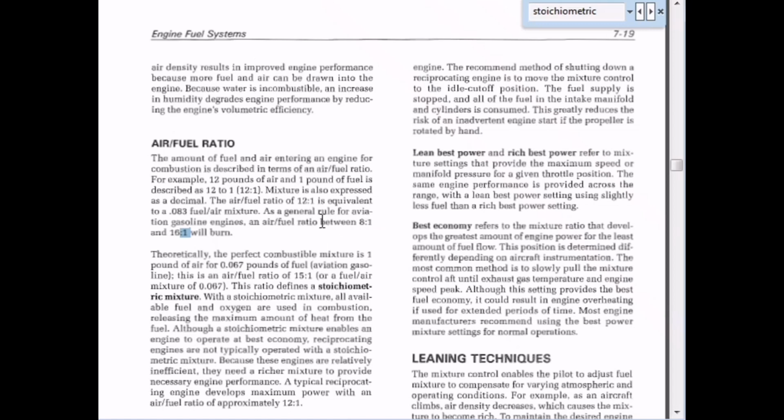Tetapi pasal apa aku type stoichiometric ni tadi? Pasal ni. 15 to 1 is the perfect combustible mixture. Maksudnya apa tu? Perfect combustible mixture tu ialah tiada lebihan oksigen ataupun tiada lebihan fuel. Jadi at this stoichiometric mixture, the perfect combustible mixture, you will obtain the highest temperature produced, the highest pressure produced.